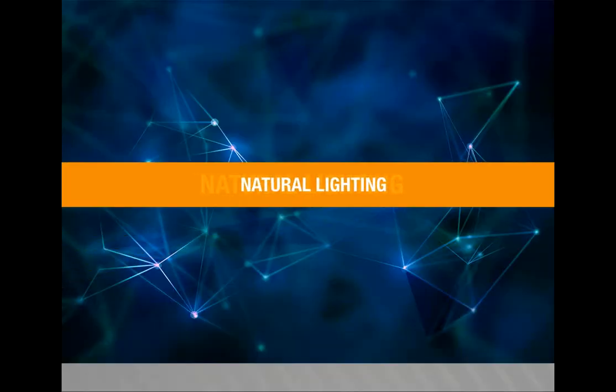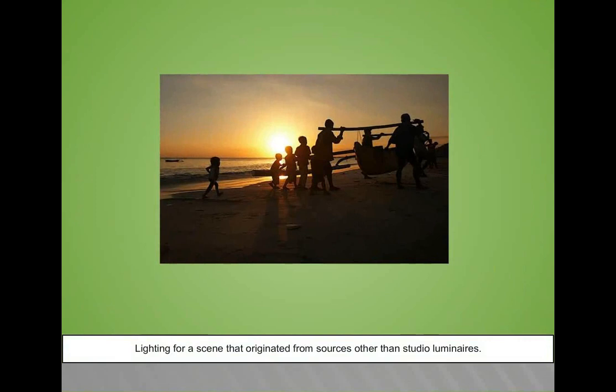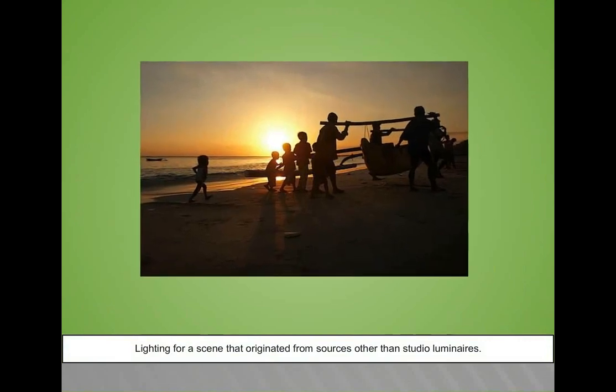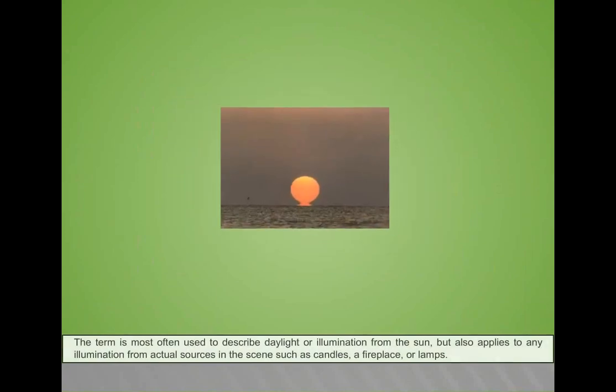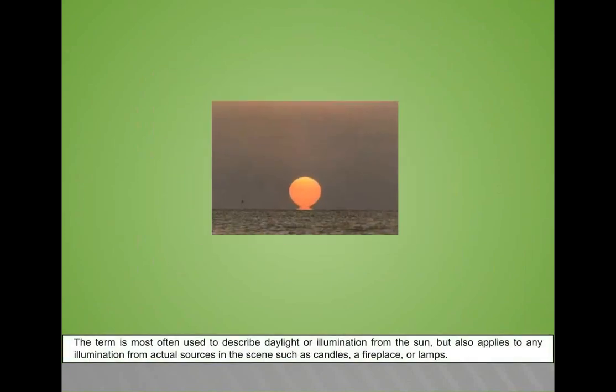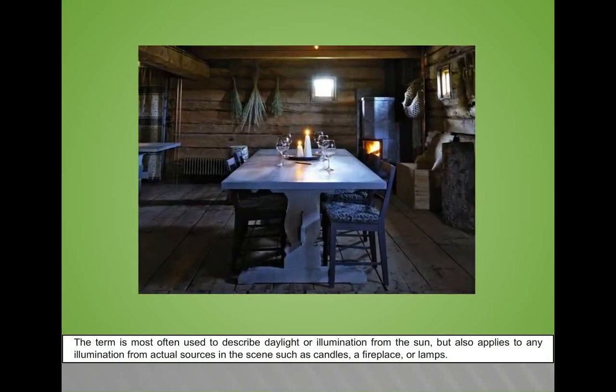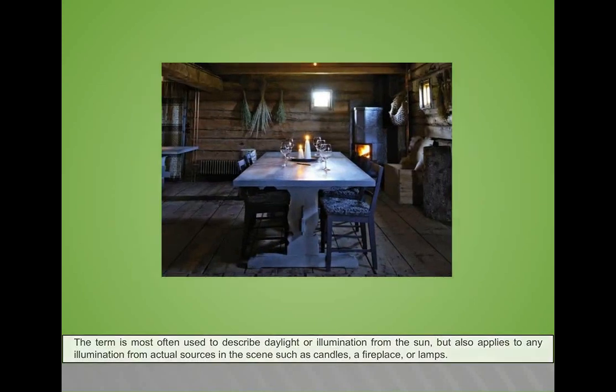Natural lighting. In this video, we are going to see about natural lighting. Lighting for a scene that originated from sources other than studio luminaires. The term is most often used to describe daylight or illumination from the sun, but also applies to any illumination from actual sources in the scene such as candles, a fireplace, or lamps.